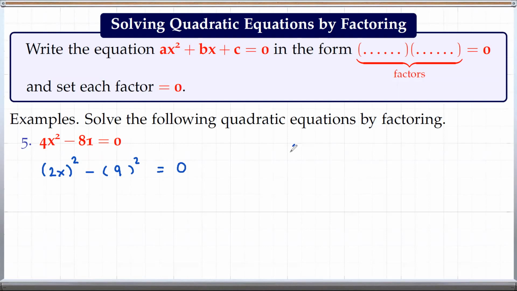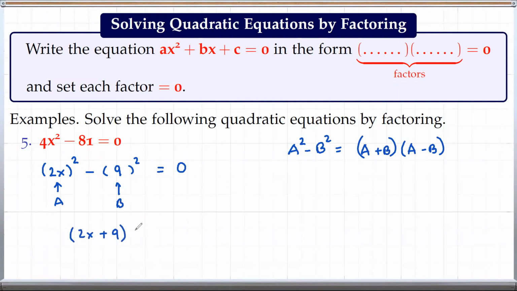Now, if you recall, if you have this form a squared minus b squared, then we have the factors a plus b times a minus b. So in our case, a is 2x and b is 9. So we have the factors 2x plus 9 because we have a plus b, times 2x minus 9, we have a minus b. So that means from here we can say 2x plus 9 equal to 0 or 2x minus 9 equal to 0. So we have two nice linear equations.